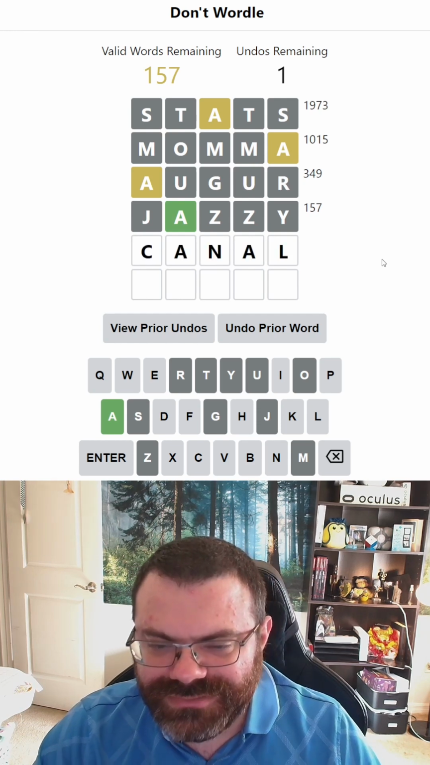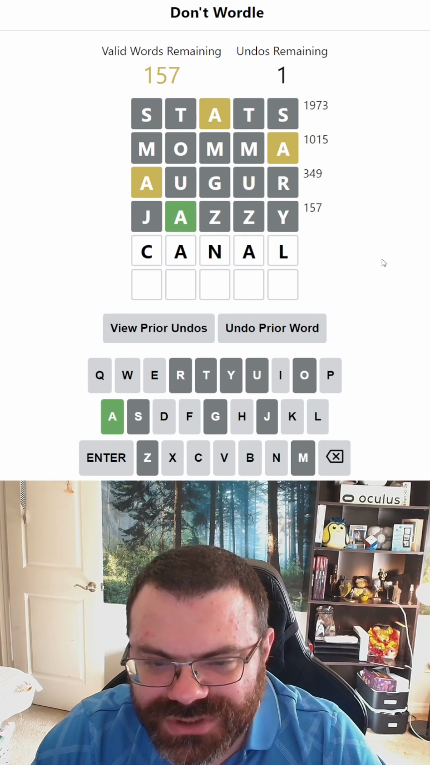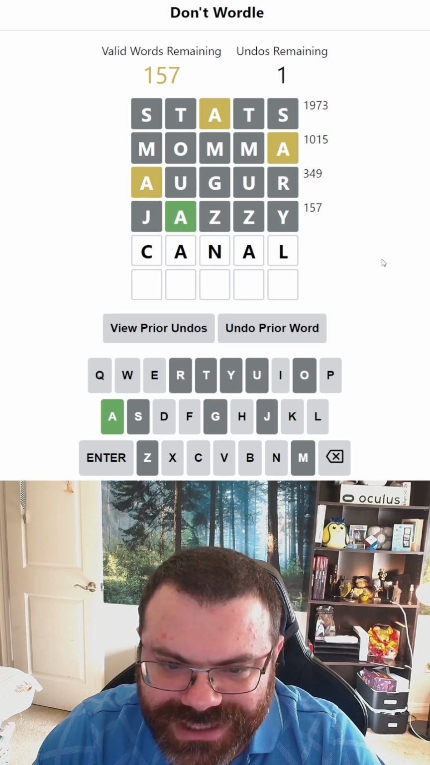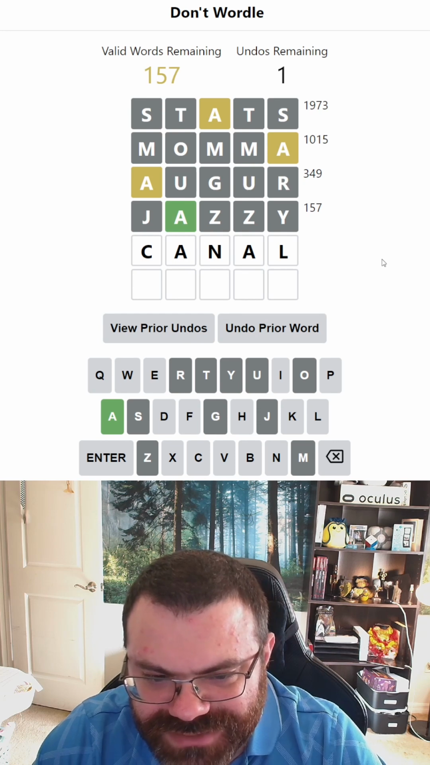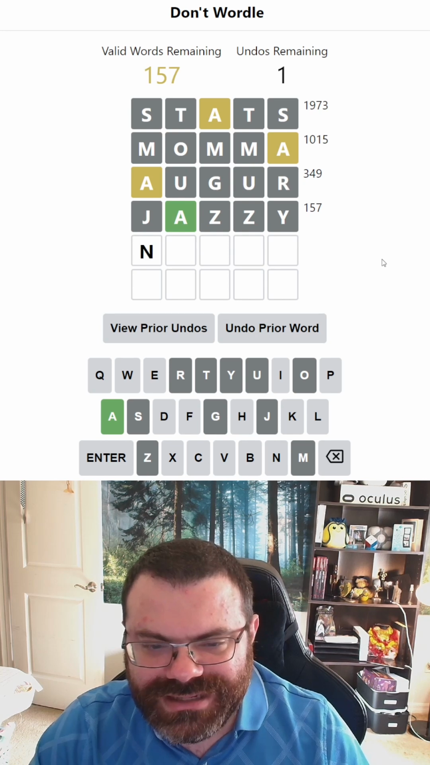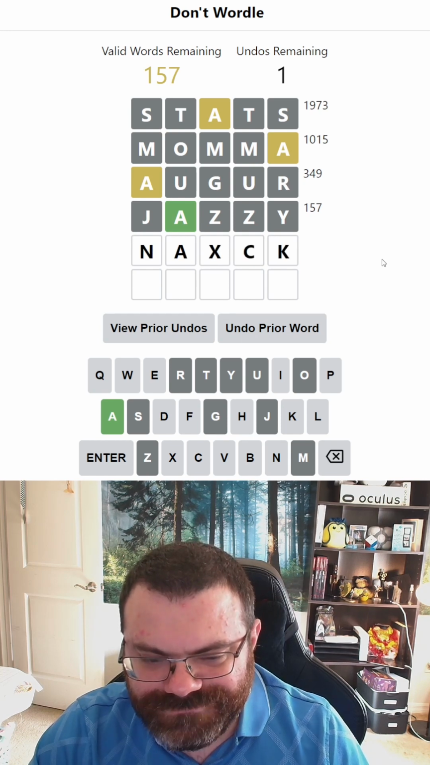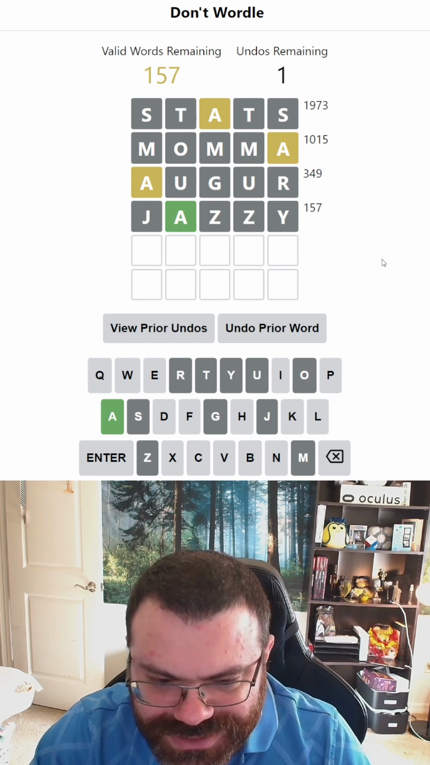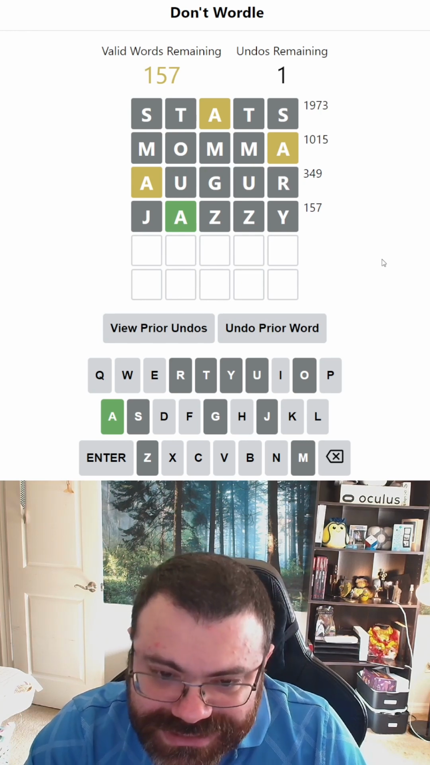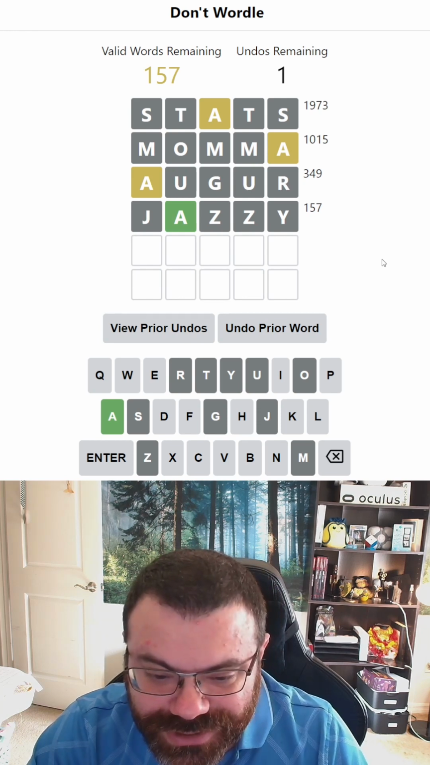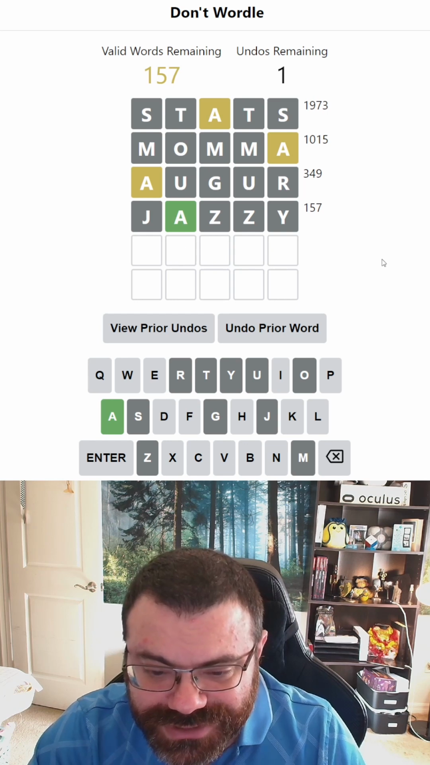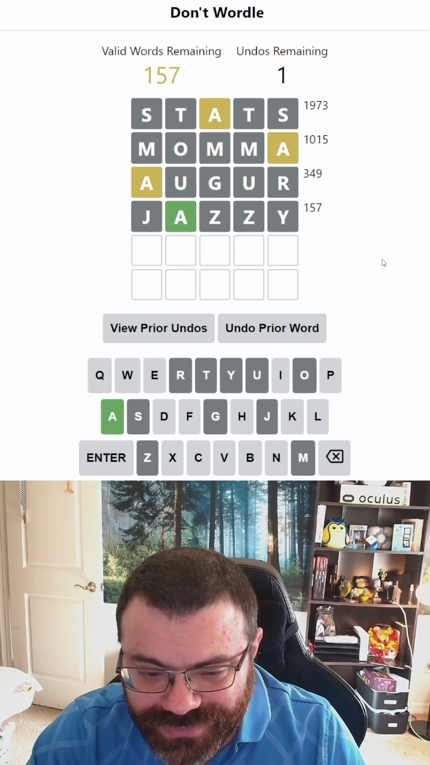Is canal better for the double A? I would be forced to use the C and the N. It really feels like using the C and the N is only going to be panic. But let's think about it. Is there a word like N-A something C-K? I don't think that's a good idea. I think canal is just defeat instantly. We could end in canal, but then we still need a word. Wait, can I do valid and then canal? No, I can't do valid and canal because the I will lock in. That's the reason.